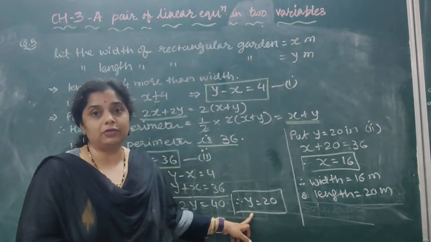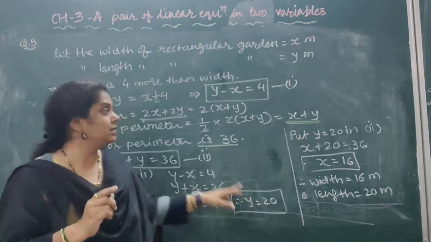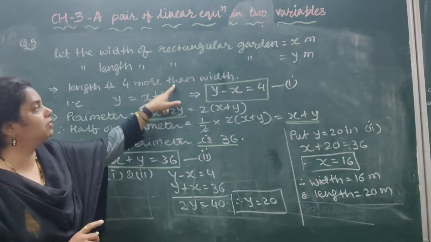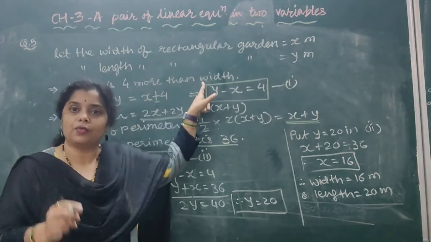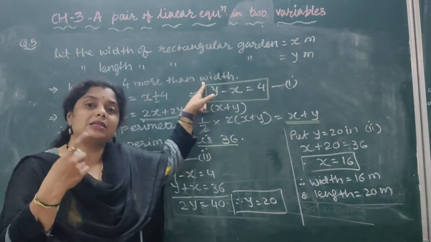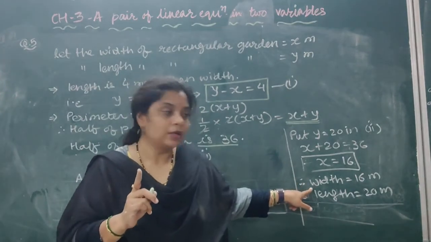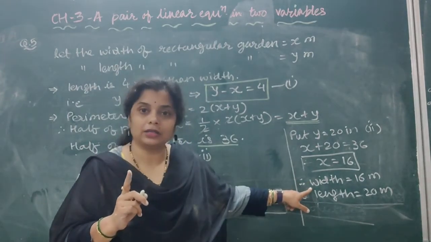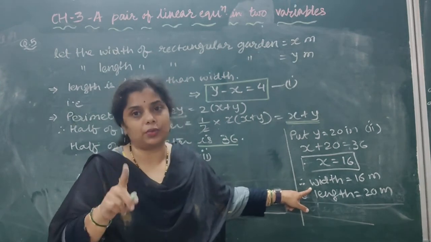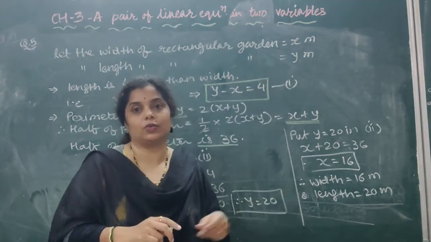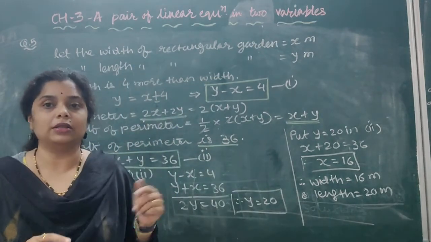And you have to verify your answer also. As it is given that the length is 4 more than the width, means the length will be 4 more than the value of the width. So what is our value of width? It is 16. So if we add 4 to it, we must get 20. So our answer is right because length is equal to 20, 4 more than the width.